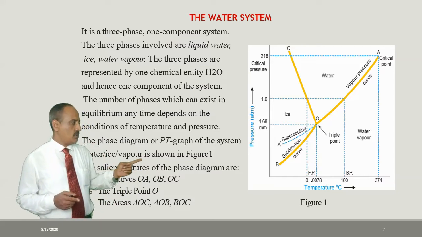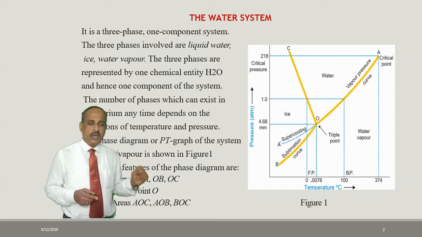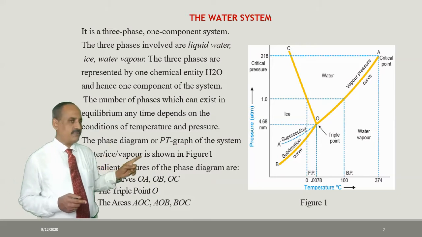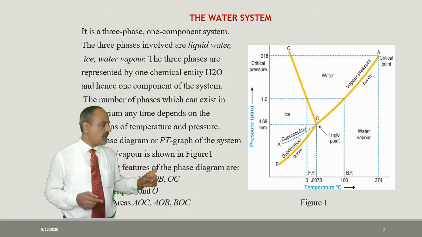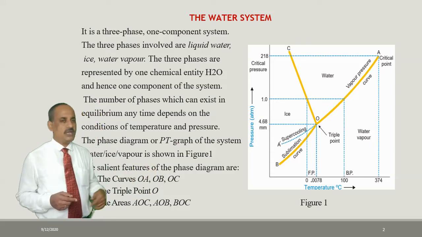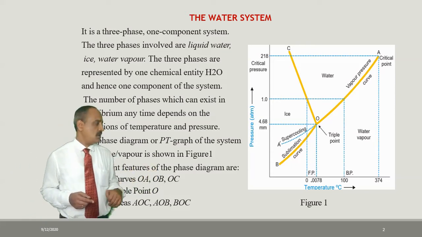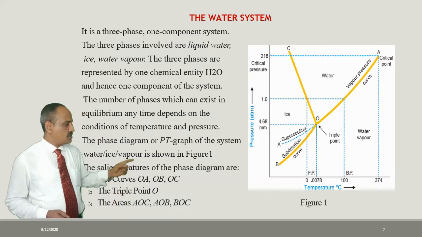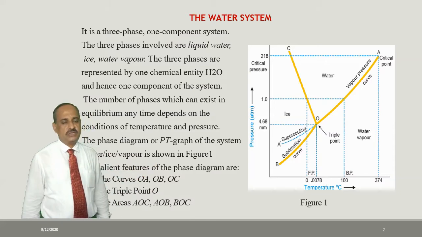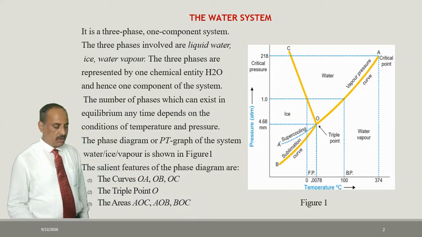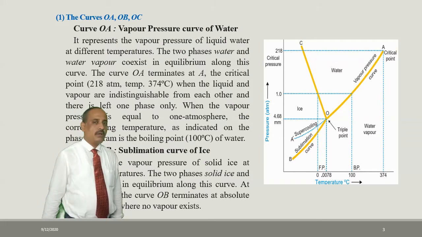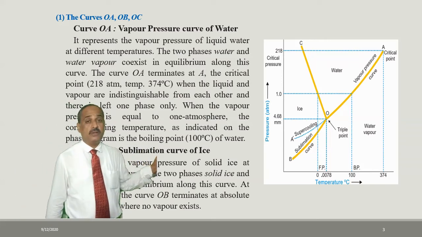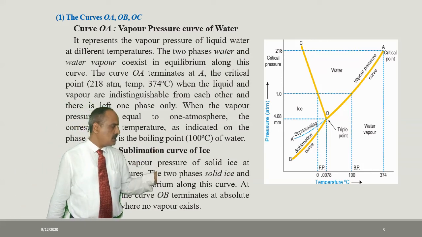Now, we have considered the triple point. Now, only one part is remaining, that is the areas. If you see here, there are different areas: the area AOC, the area BOC and the area AOB. So, again there are 3 different areas in the system. Let us see one by one, or let us study the system from the curves. The salient features first of all consist of the different curves. Now, let us study the different curves.